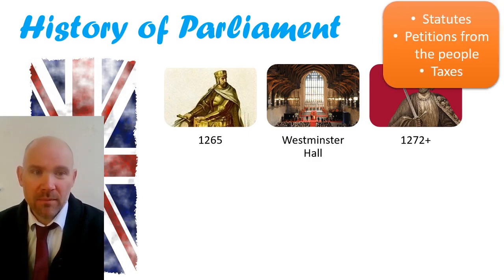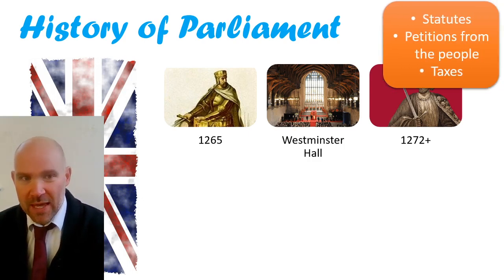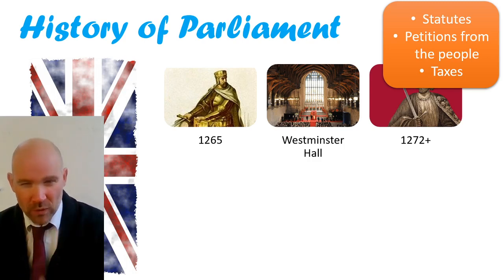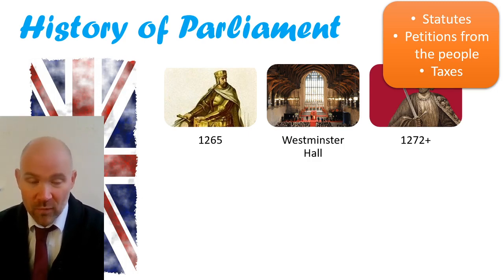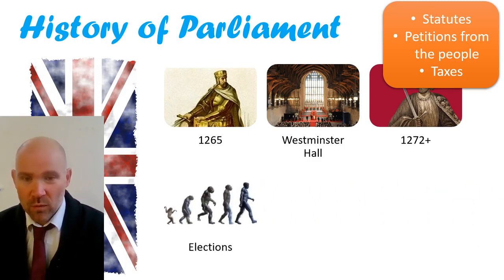But Parliament becomes a more or less permanent feature of the UK political system. Why? Because they are there to legitimise statutes. You should know statute law now. That's a key word from our course. To bring petitions from the people to the king, and that word again, taxes. A lot of parliamentary representation is to do with raising taxes or getting money from the people to pay for the king's latest war.